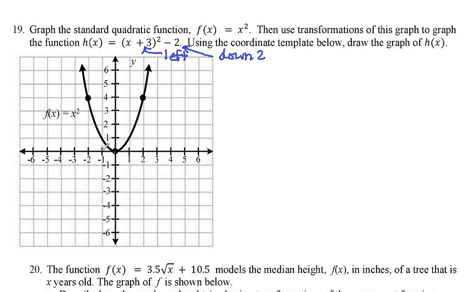So this point here goes left 1, 2, 3, down 1, 2, right there is our vertex. This one will go to the left 1, 2, 3, down 1, 2, right there. And this guy, 1, 2, 3 to the left, down 1, 2, right there. So you can see that our transformed function looks like this. Okay, whole thing goes to the left 3, down 2.